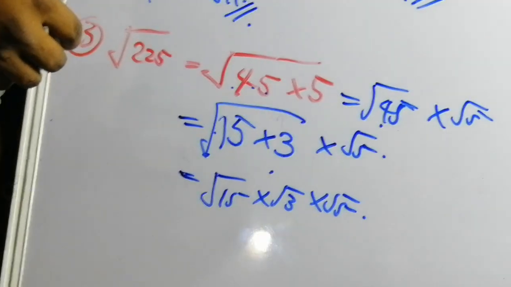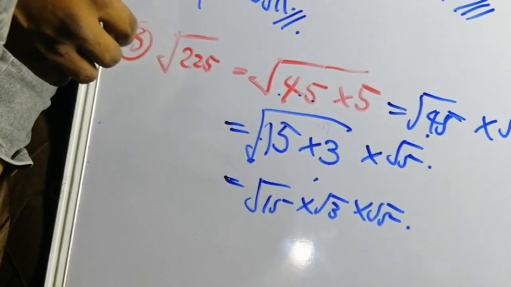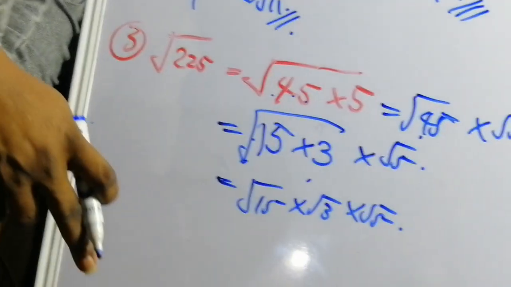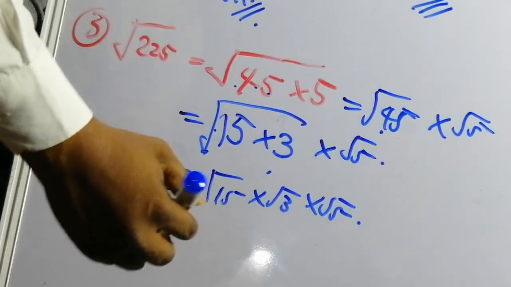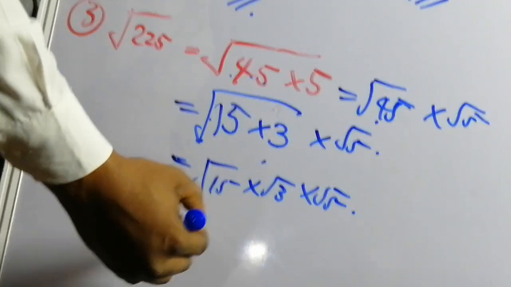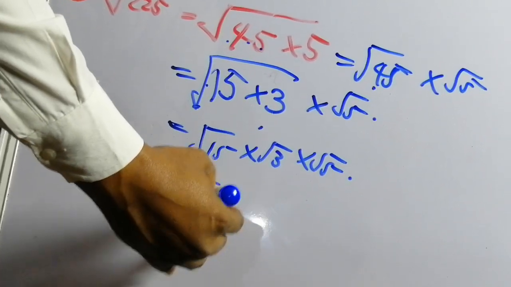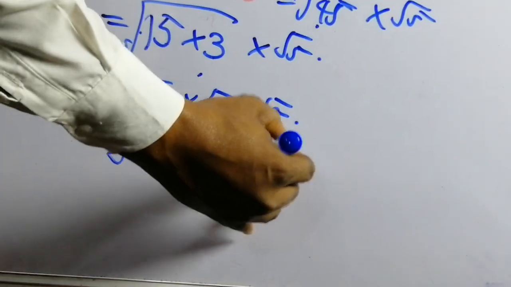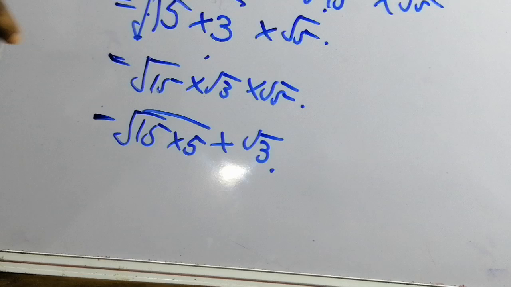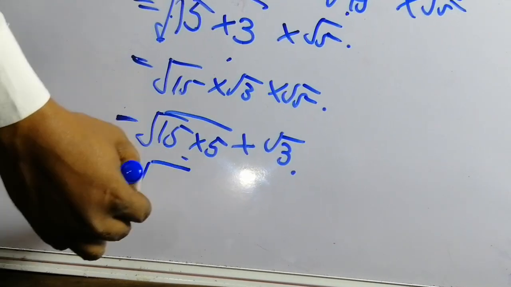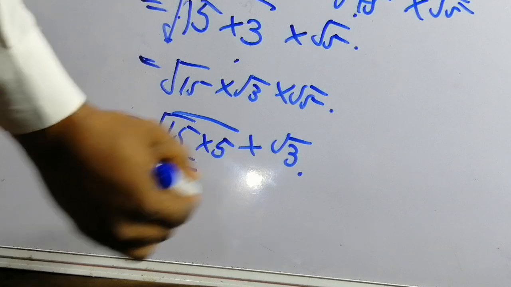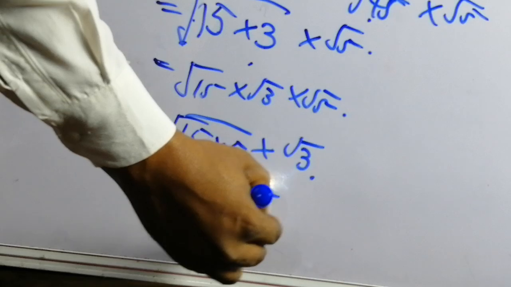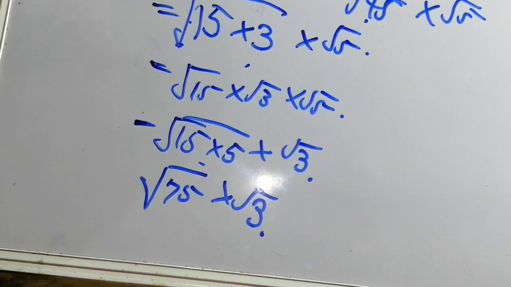So from here, what else can I do? I can say, okay, 15 times 5, what will that give us? I can bring this root 15 times 5 together, then times root 3. So 5 times 5 will give me 75. 5 times 5, 25. 5 times 1, so plus 2. Then this one will give me root 3.